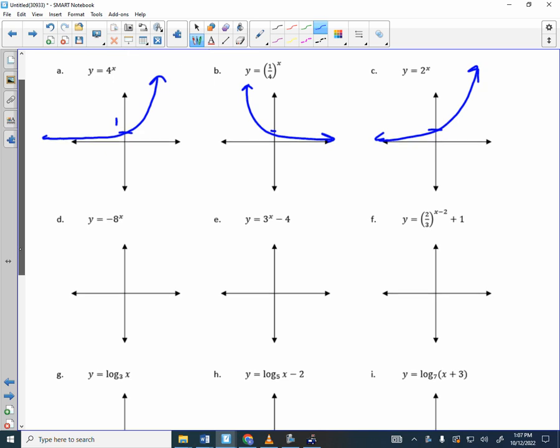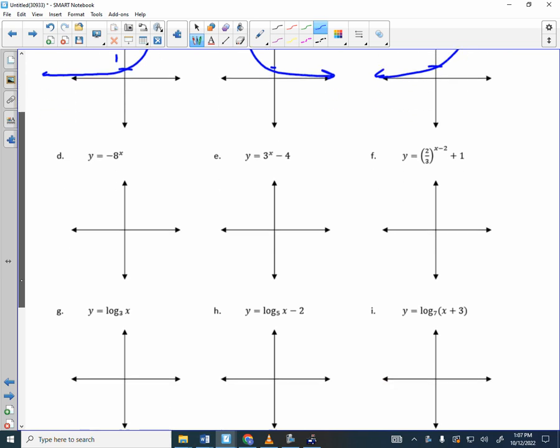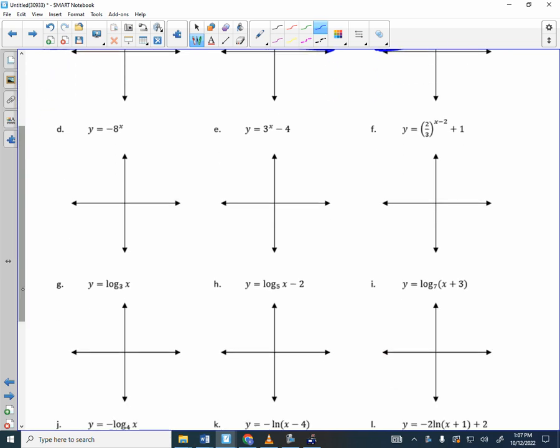What's going to happen if we have a negative 8 to the x? It's going to create that vertical flip. So instead of going through 0, 1, it's going to go through 0, negative 1. Looks like that.